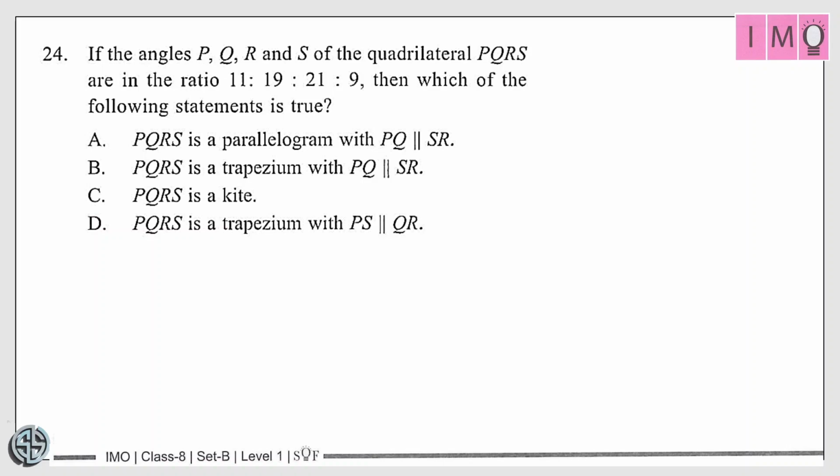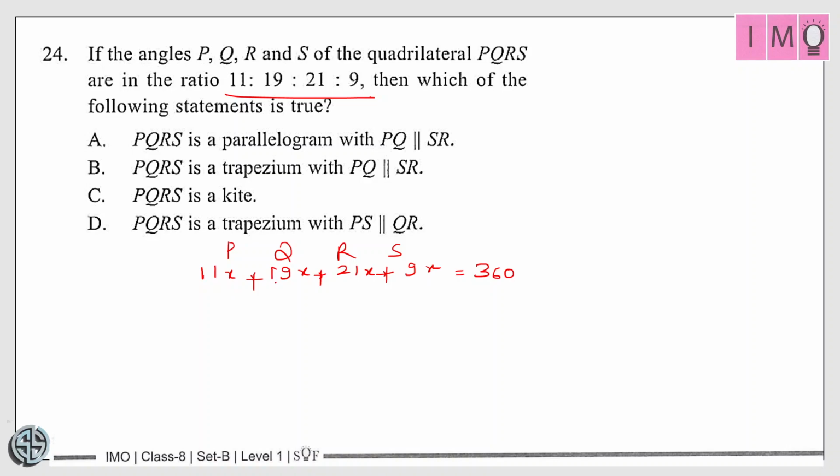Now here is question number 24. If the angles P, Q, R, S of a quadrilateral are in this ratio, and we know for any quadrilateral the sum of the angles is 360, and if the angles are in a ratio we always assume 11x, 19x, 21x and 9x. So this is the angle P, this is Q, this is R and this is S. And we know the sum of these angles is equal to 360.